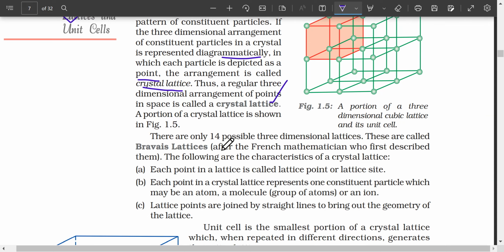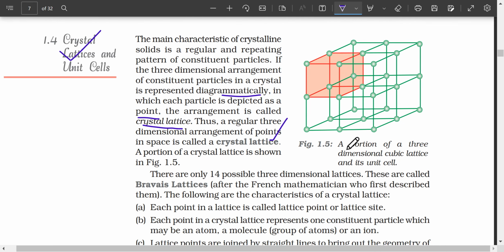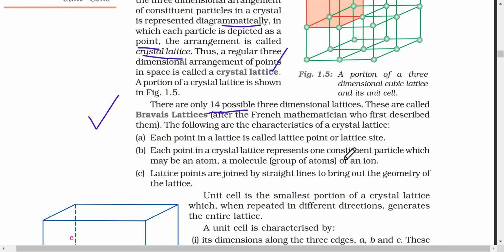A portion of a crystal lattice is shown. You can see. ठीक है, एक portion दिखाया है पूरे 3D इसका. There are only 14 possible three-dimensional lattices. These are called the Bravais lattices. ठीक है. Each point in a lattice is called lattice point or lattice site.